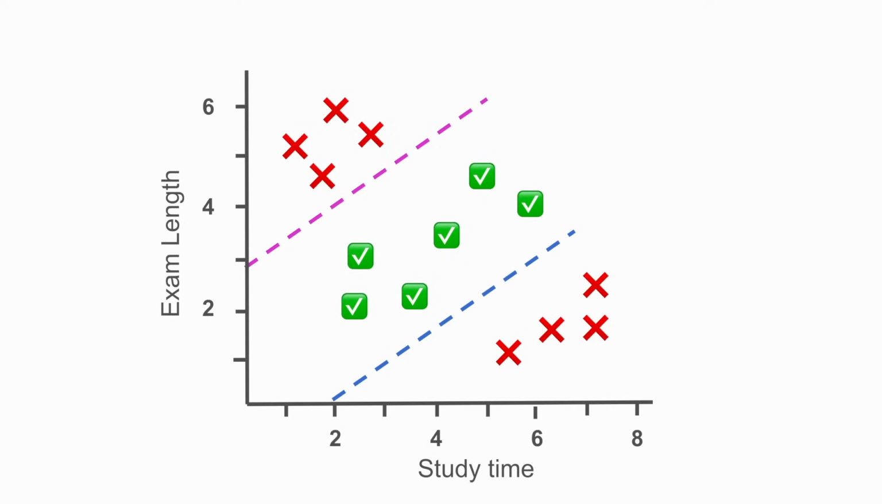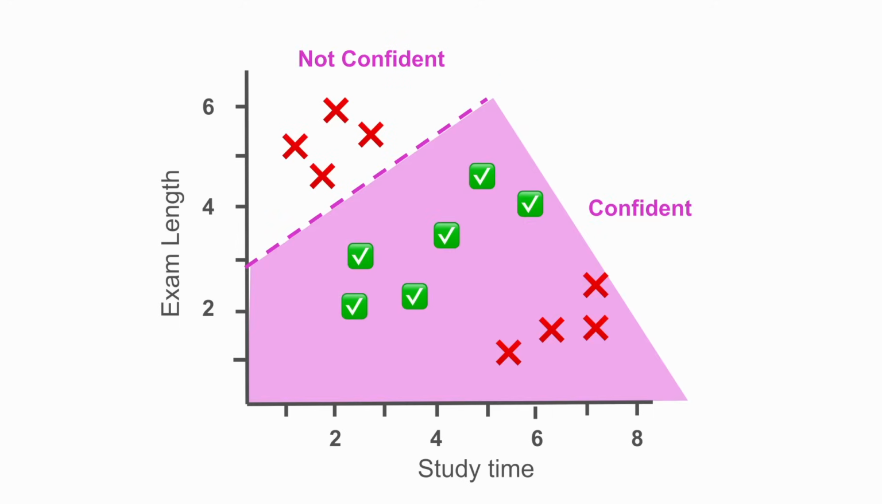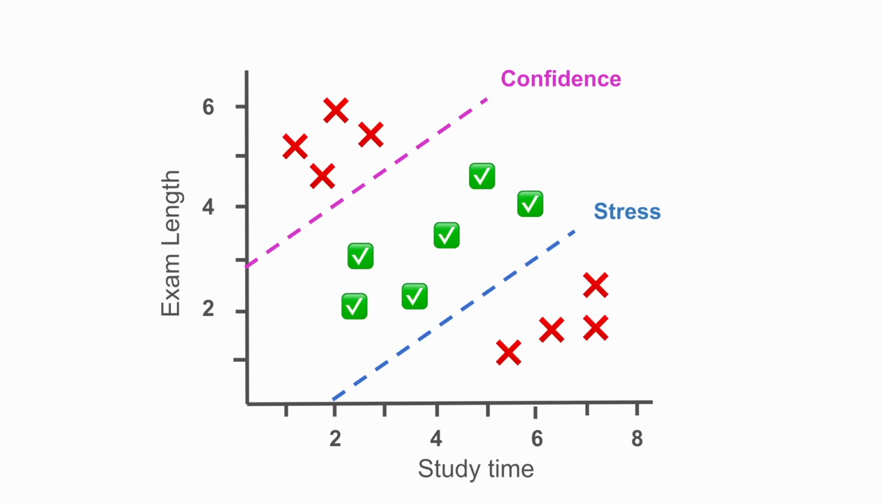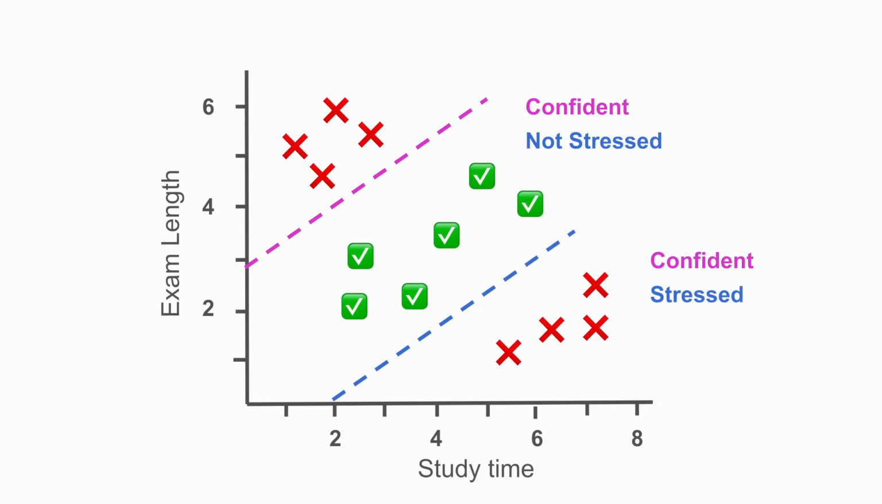One fun interpretation is the following. Let's say the blue model is distinguishing stressed students from not stressed students. Let's also say the model in purple is distinguishing confident students from not confident students. Together, these models split up students into three groups: those that are stressed and confident, those that are not stressed and confident, and those that are not stressed and not confident.